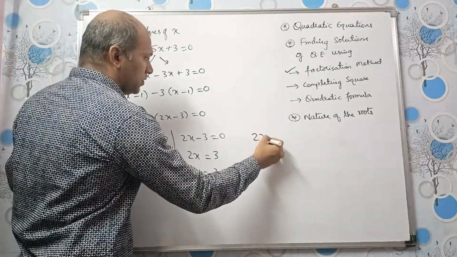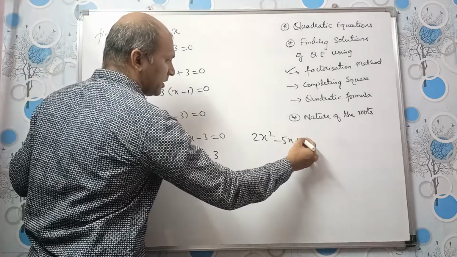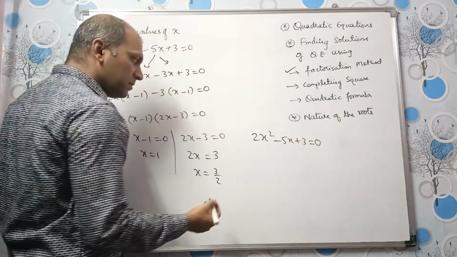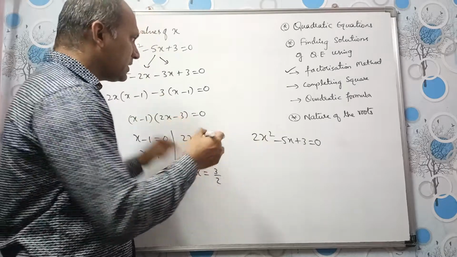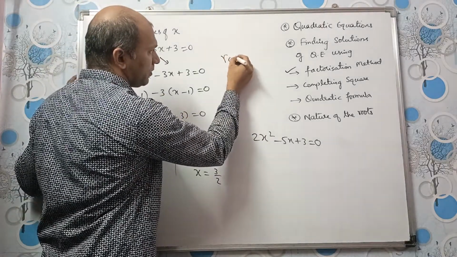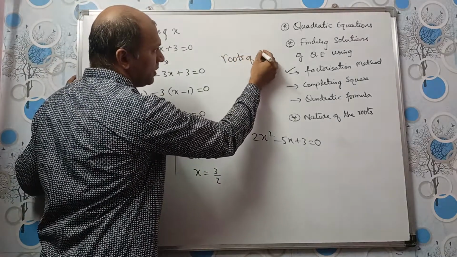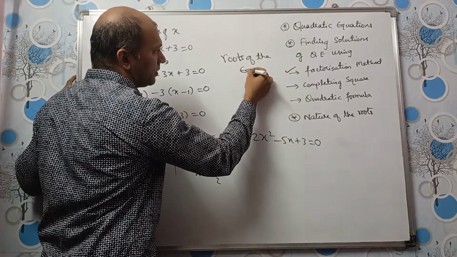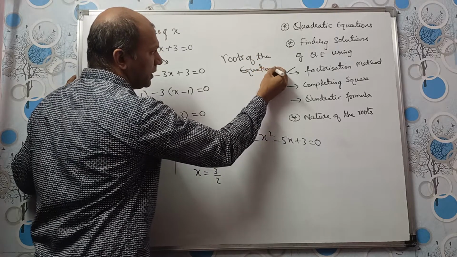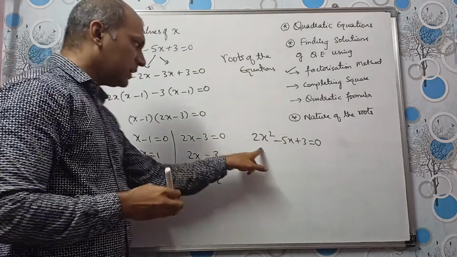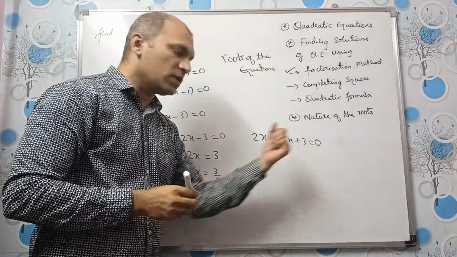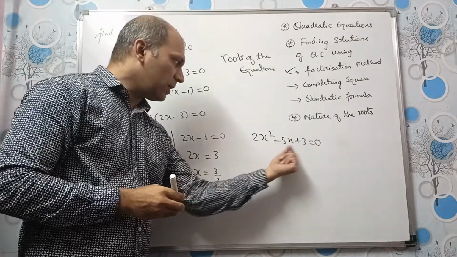2x square minus 5x plus 3 is equal to 0 is an equation. Values of x which will satisfy this equation are called as roots. Roots of the equation. What are roots? See, if you substitute x is equal to 1 in this, LHS and RHS will be equal. This whole part will become 0.